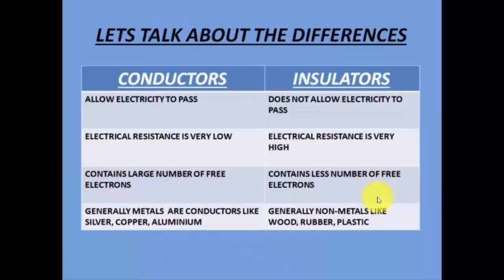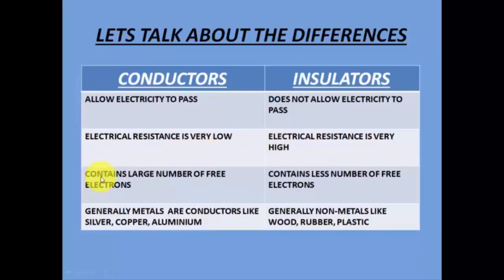Now let us also talk about major differences between conductors and insulators. Now that we have learned what is a good conductor and what is a good insulator, we should also be able to differentiate between the two. A good conductor will allow electricity to pass through it, whereas an insulator will not allow electricity to pass through it. Secondly, for a good conductor, the electrical resistance will be very, very low, because it cannot resist the flow of electrons. But in the case of insulators, the electrical resistance will be very high, because an insulator can resist the flow of electrons, right?